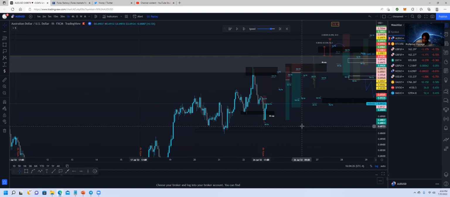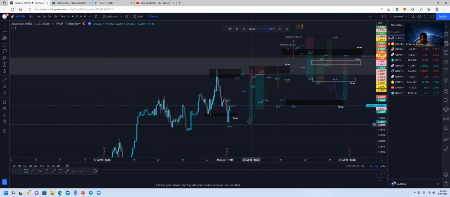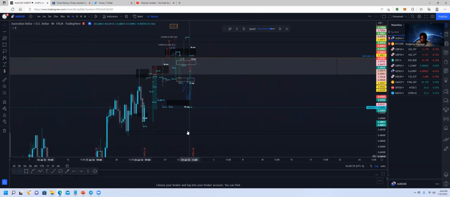Until coming into Sunday night, Asian session market open. And then from there, that range, let's see, do we develop? This would still be the high, to make better sense.